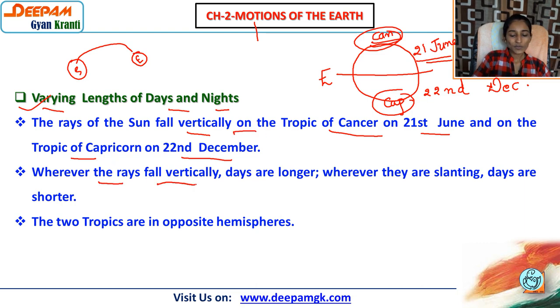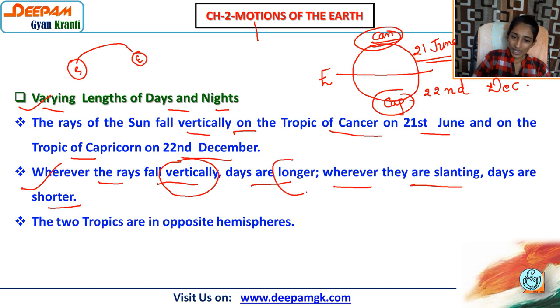Wherever the rays fall vertically, days are longer, and whenever they are slanting, the days are shorter. It is also very important: when the rays are falling vertically on a particular area, the days are longer, and when they are slanting, the days are shorter.